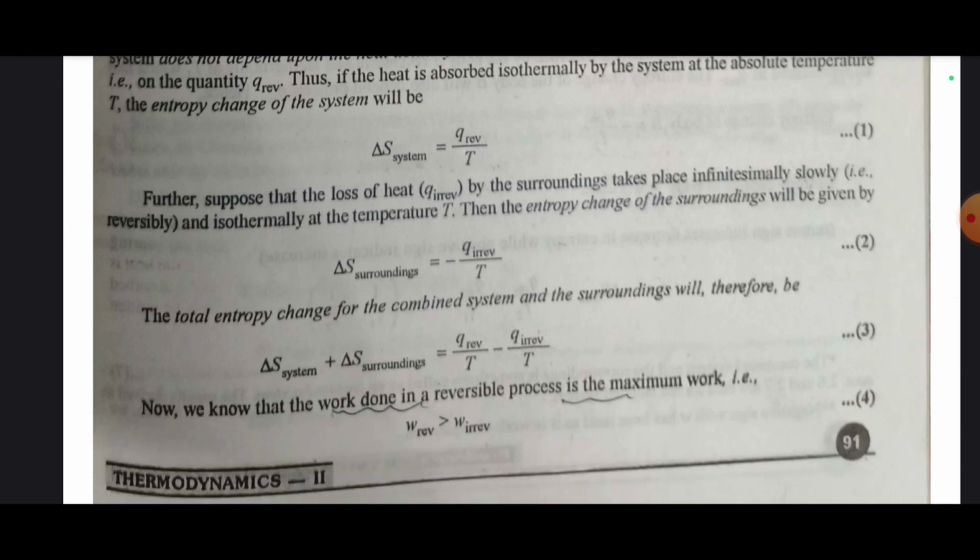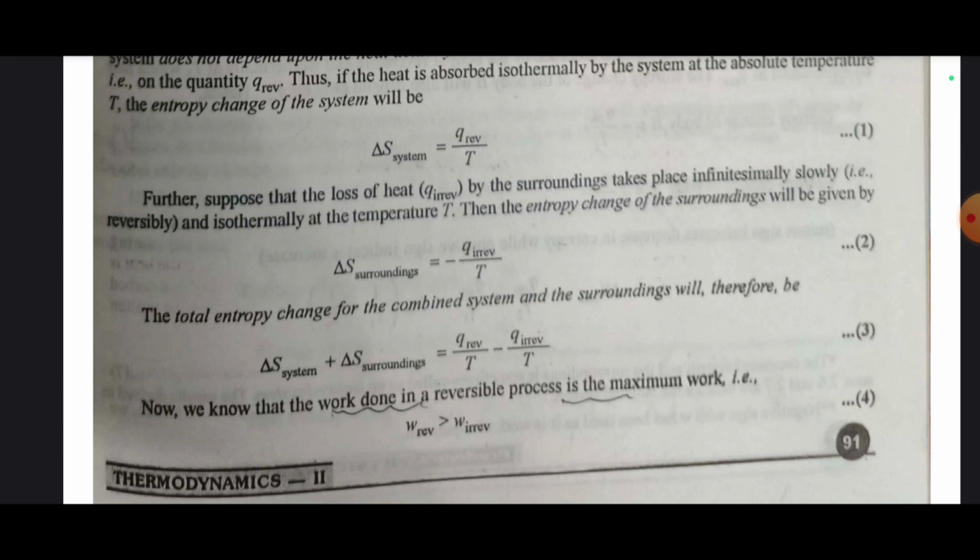Further, suppose that the loss of heat Q irreversible by the surrounding takes place infinitely slowly and isothermally at temperature T. Then the entropy change of the surrounding will be given by delta S surrounding is equal to minus Q irreversible by T, which is equation 2. The total entropy change for the combined system and surrounding will therefore be delta S system plus delta S surrounding, that is Q reversible by T minus Q irreversible by T.